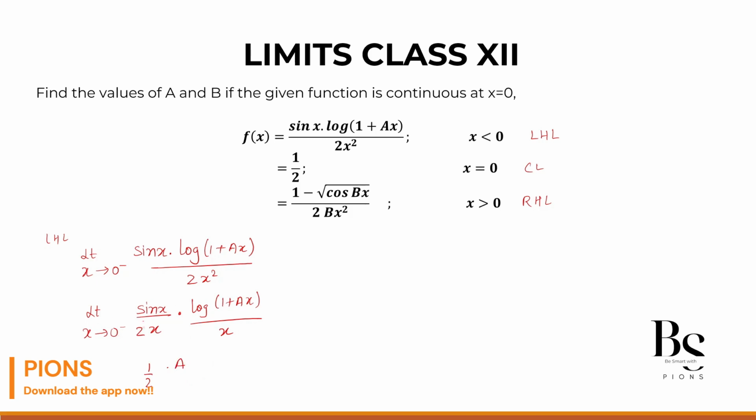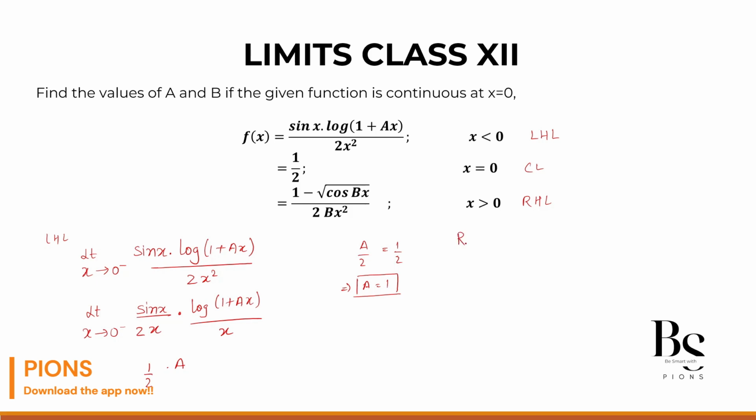Let me repeat here. For x tending to 0, sin x upon x is 1, and log 1 plus kx upon x is k, where k is a. So a by 2. This is our left hand limit. So if the left hand limit is a by 2, we can put it equal to the central limit. So a by 2 must be equal to 1 by 2. And this implies a must be equal to how much? 1. a is equal to 1. This is our a value.